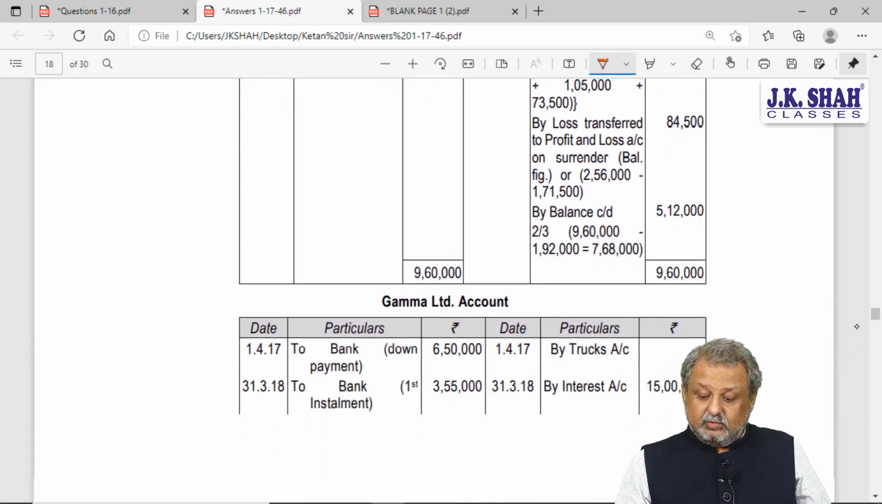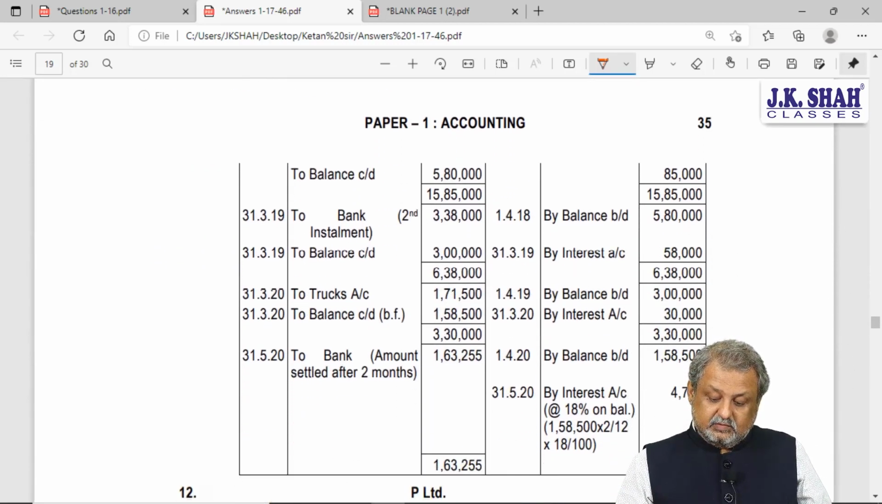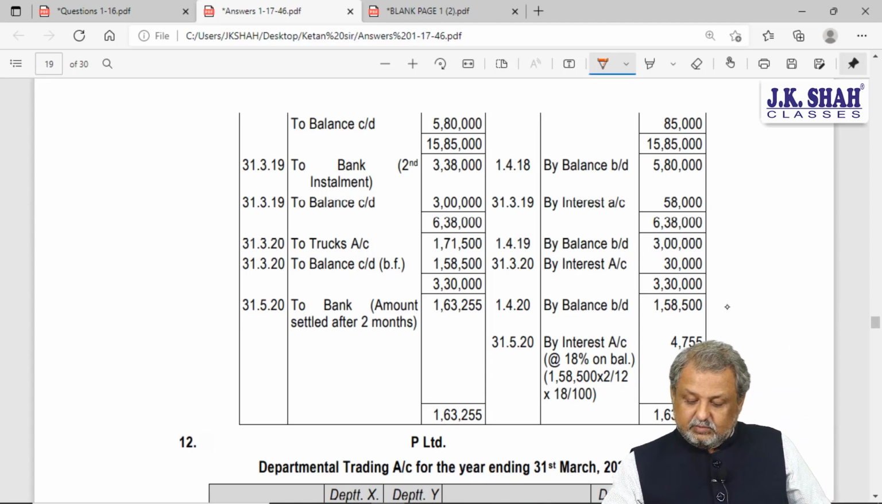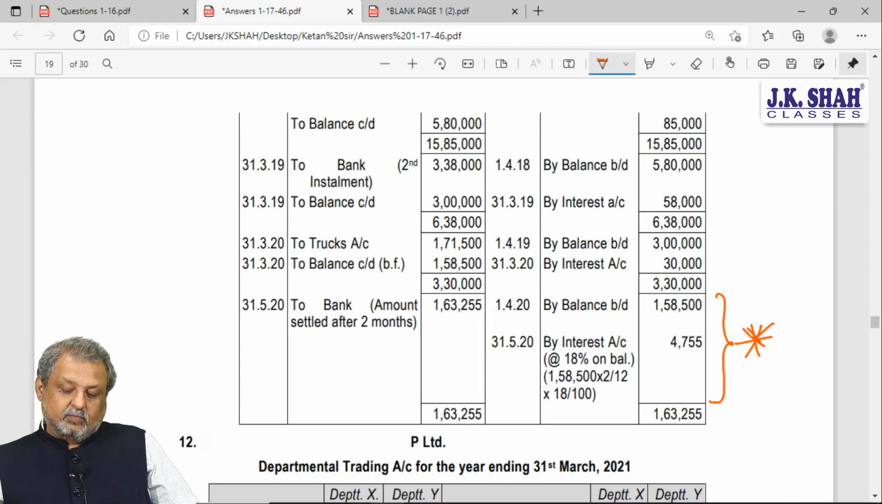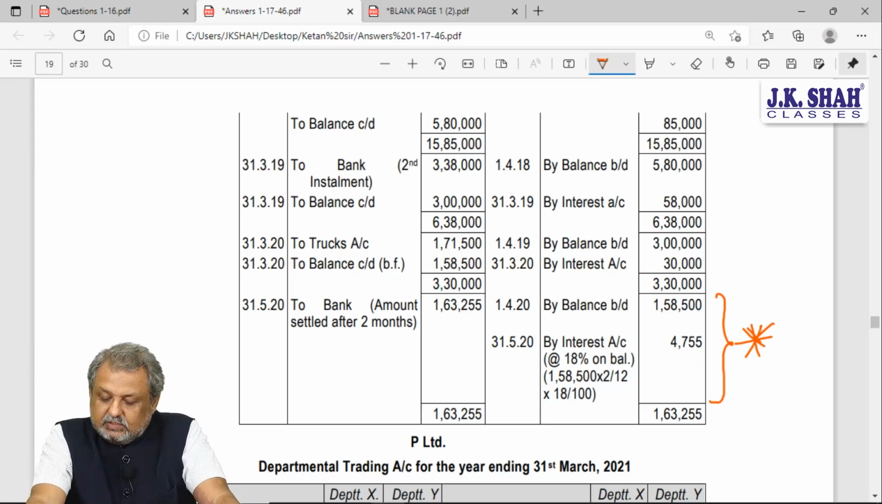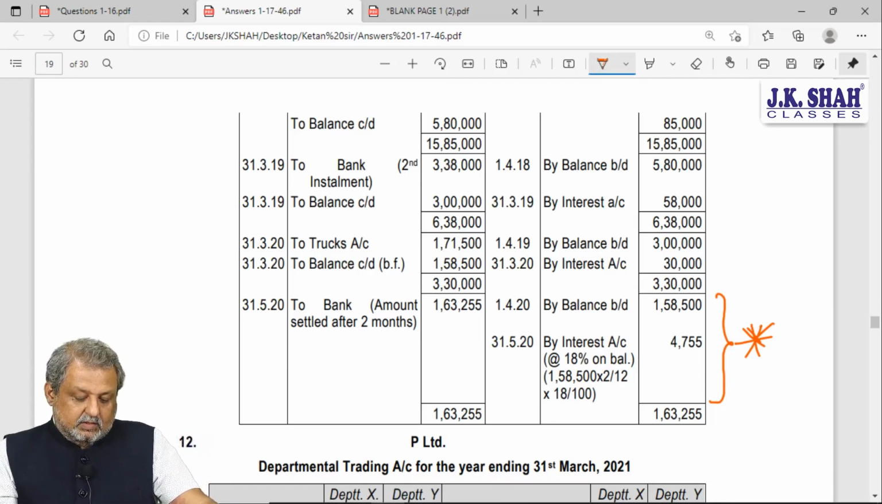Yes, but the only new thing that you remember is in the 4th year, normally after 2 months the account was settled. So this is important. Whatever balance you get, on that 2 months interest at 18%, and then the account is settled. So that was very important. Okay.